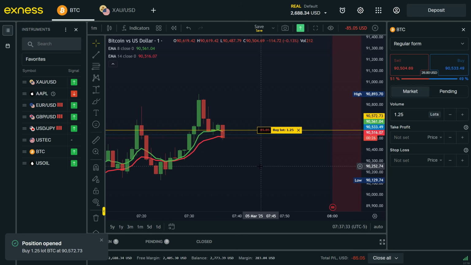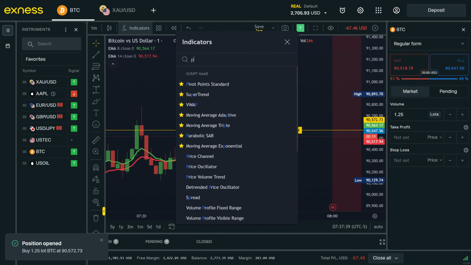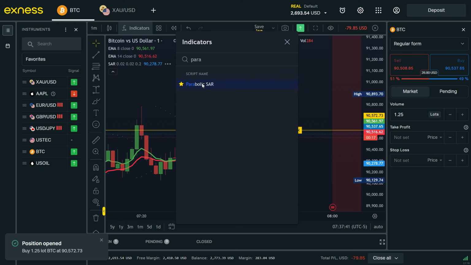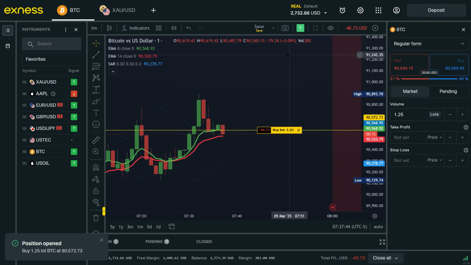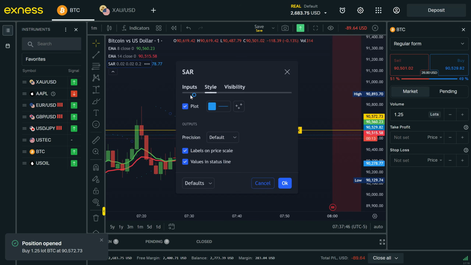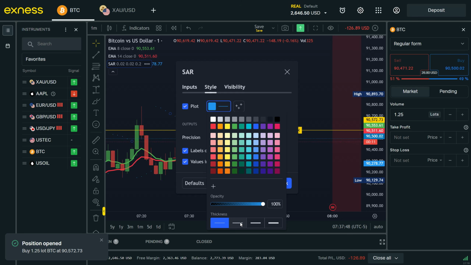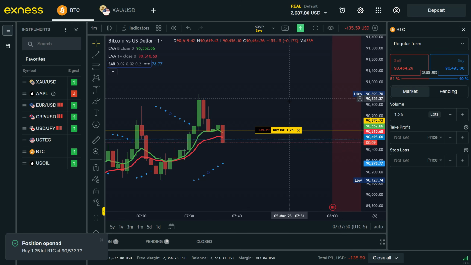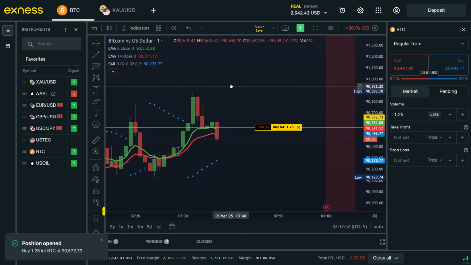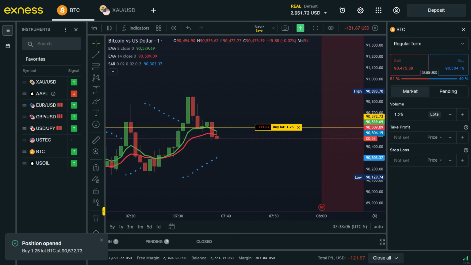I'm going to add one more powerful indicator to our chart, the Parabolic SAR. This indicator will help us identify exit signals and maximize our profits by showing us when a trend is losing momentum. Dots below the price indicate an uptrend, suggesting we should stay in our buy trade. Dots above the price indicate a downtrend, signaling that the trend is weakening and it might be time to exit our position. I personally use the Parabolic SAR as an exit confirmation.